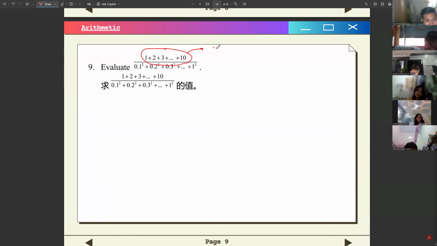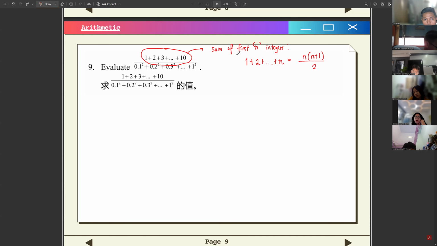This is just the sum of the first 10 integers. Right? Take note, we have a formula for the sum of the first n integers. So n is an arbitrary integer, of the form, let's say, 1 plus 2 plus ... plus until n. The formula is n times n plus 1 all over 2. Okay? So just recall this formula for the sum of the first n integers.